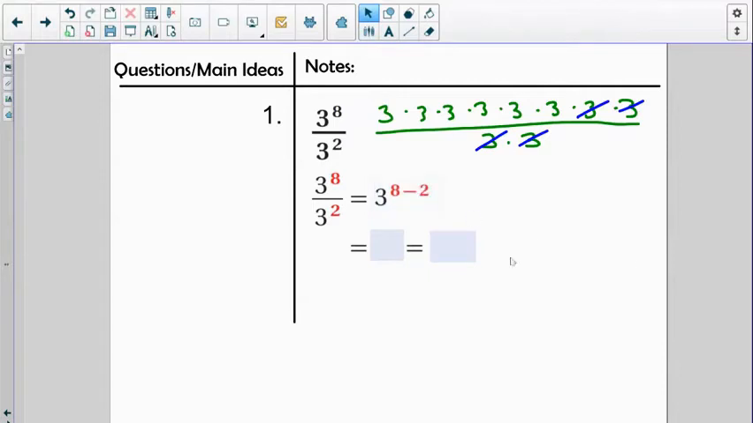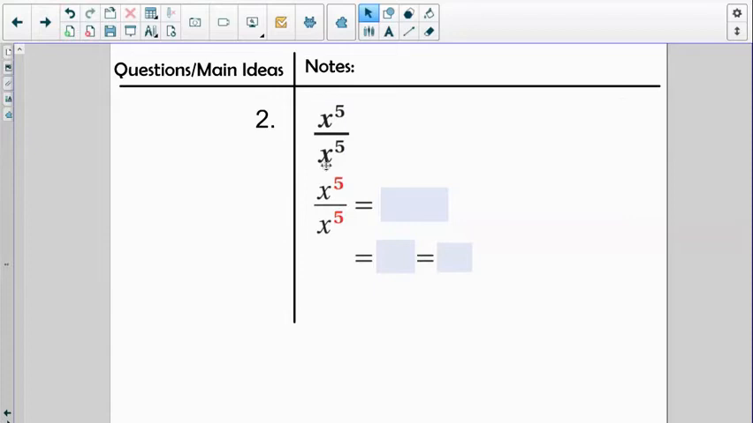So the math behind it here, we want to show using that property that all I have to do is subtract 8 minus 2. And here's my visual for that. I had 8 of them up top. I subtract or take away 2 of them because I cancel with the bottom. 8 minus 2 is 6, and 3 to the 6th power is 729.